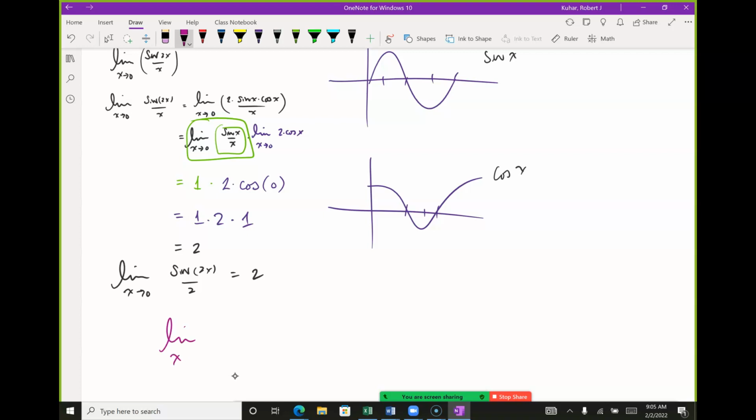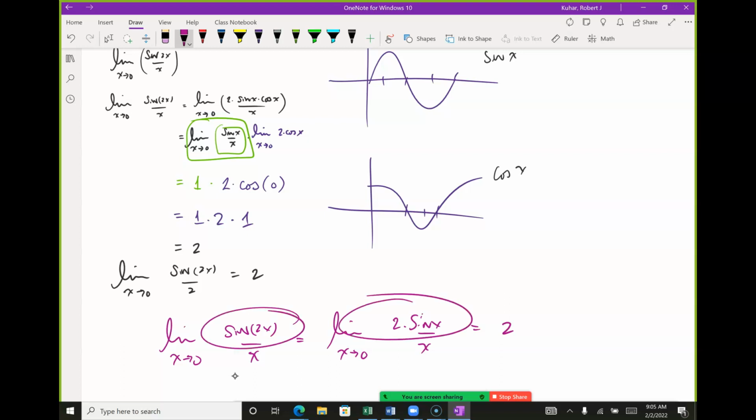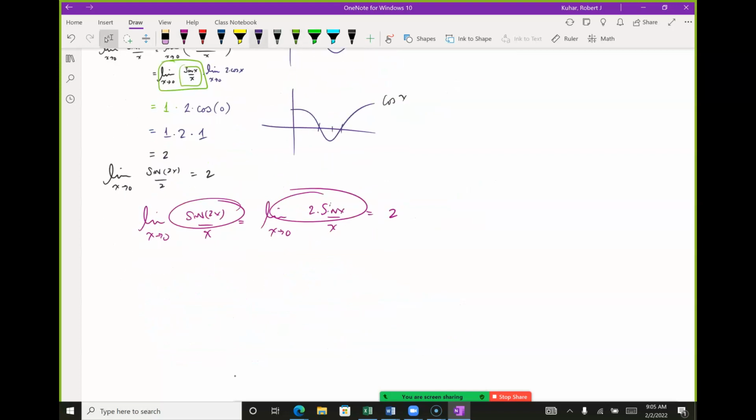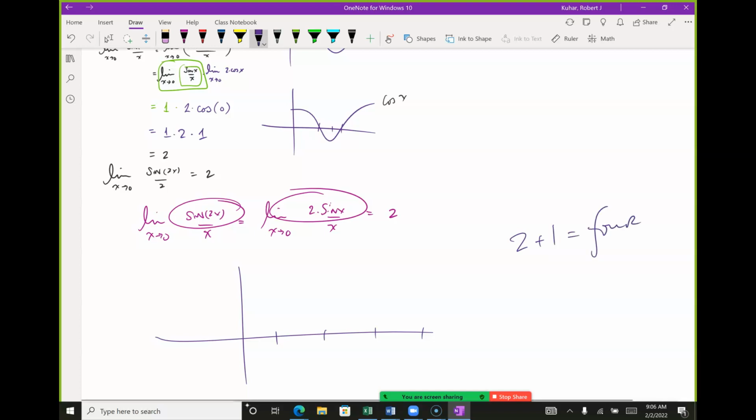So I get this all the time. I get the limit as x goes to 0 of sine of 2x over x is the limit as x goes to 0 of 2 times the sine of x over x, which is 2. And this is absolutely wrong because of what? I mean, I got the right answer, right? Shouldn't that be right? Oh, it's the right answer. I just spelled it wrong.